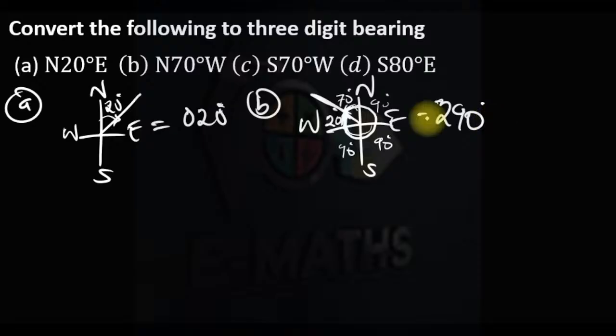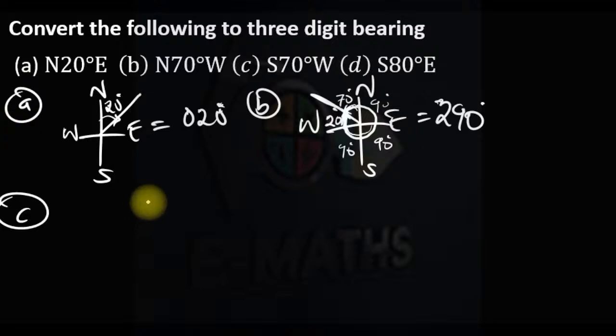So very simple. 3 digits. You just add this 270 plus 20, which is 290. Okay, this is south, so no problem.